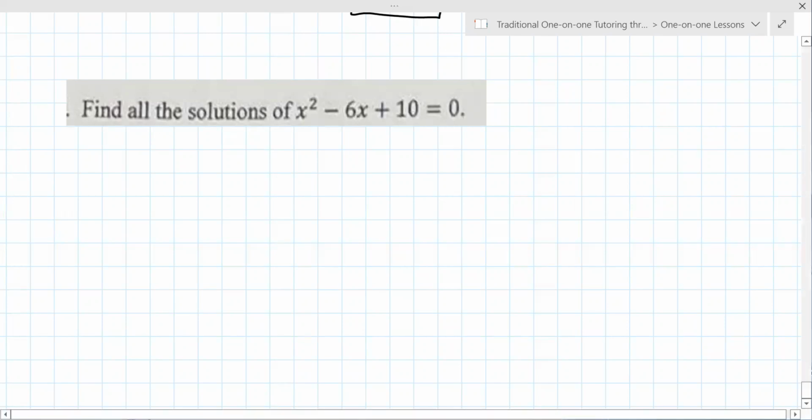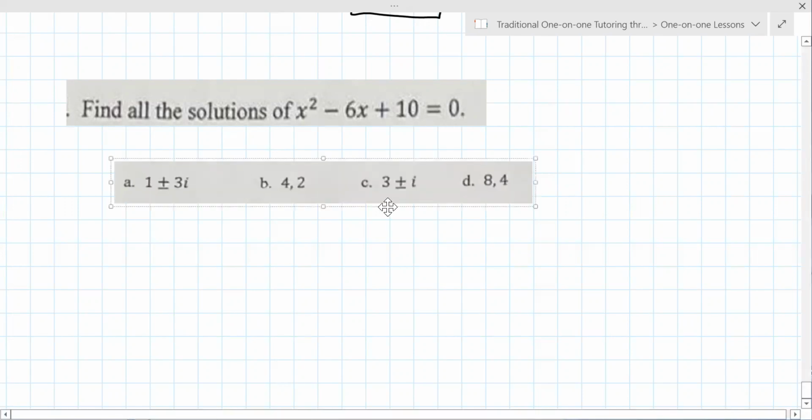So given that it's quadratic formula, you can eliminate some of the answers. I don't think you want to guess on a final, but on the ACT, SAT, guessing is totally okay, especially if you can get it down to 2. But those are not going to be it.